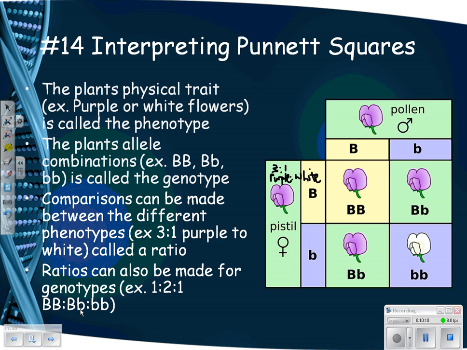Anyway, so the question is, what is a phenotype ratio? It's a comparison between the different phenotypes for a trait. What is a genotype ratio? A genotype ratio is the comparison of the gene types, of the genes. Makes it easy to remember.